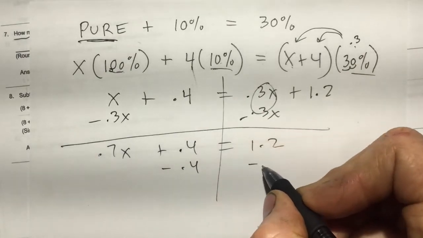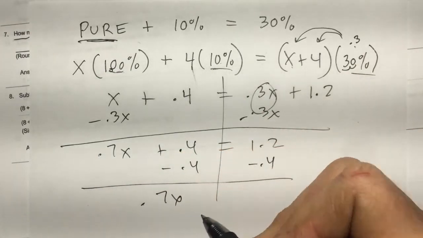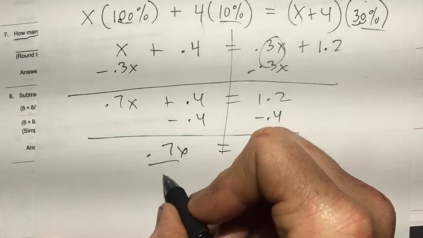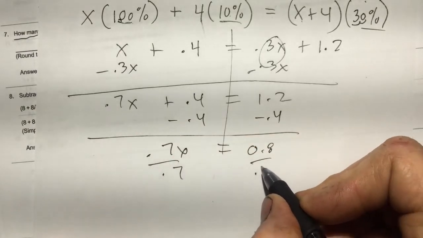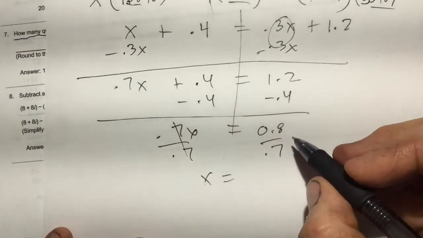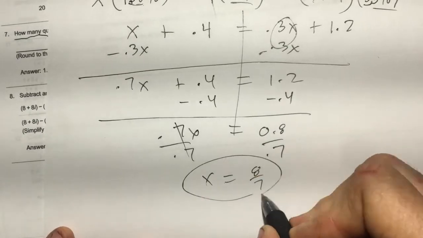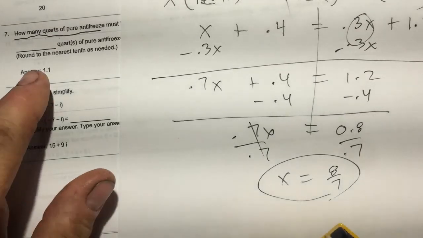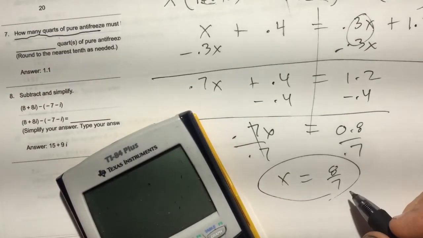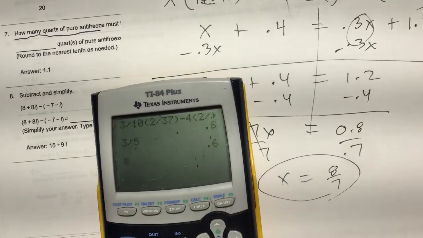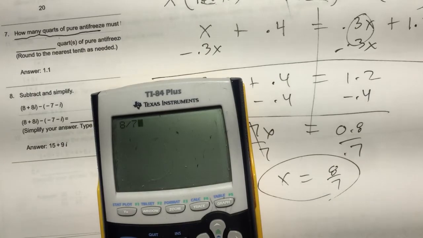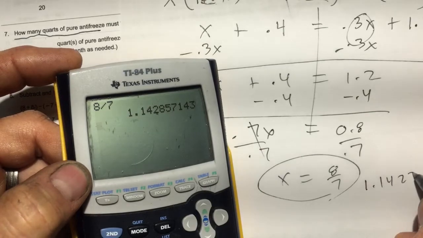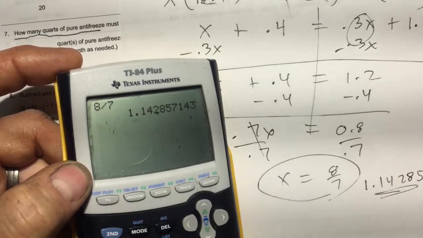I'm going to minus 0.4. 0.7x equals 0.8. And we'll divide by 0.7. And this is just going to be 8 over 7. It says round to the nearest tenth. So this one wants a decimal. It'll tell you if it wants a decimal or not, or a fraction, whatever. So we're going to do 8 divided by 7. Okay, look here. I get 1.142857. There you go. That's enough.